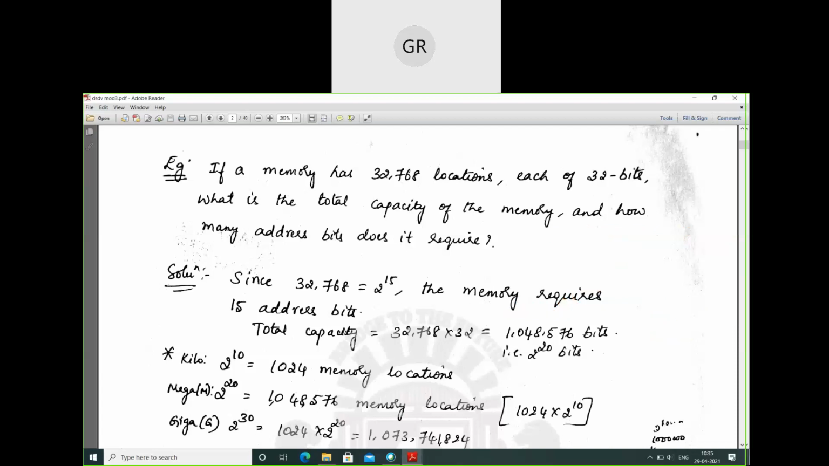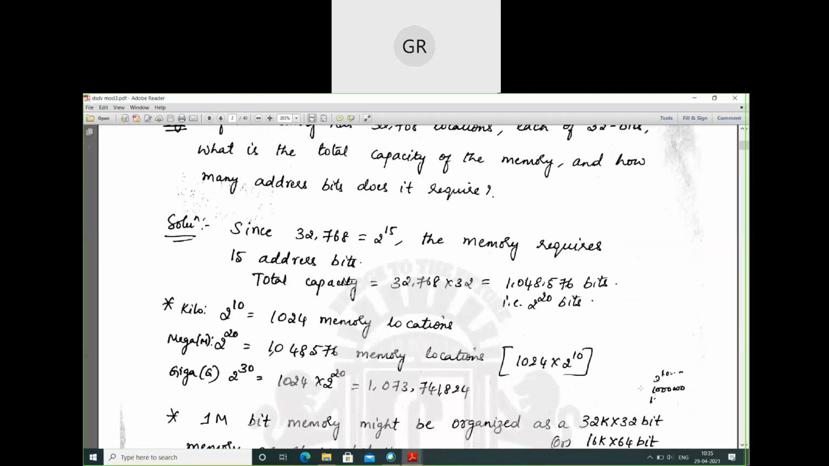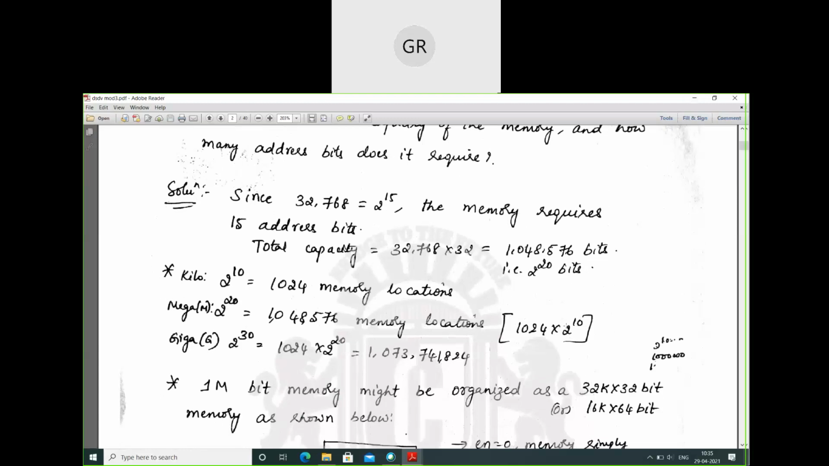The total capacity is 32,768 into 32. That becomes 10,48,576 bits. The total capacity is 2 raised to 20 bits. Similarly, what is kilo here? 2 to the power 10. 2 to the power 10 means the memory can hold 1,024 memory locations.